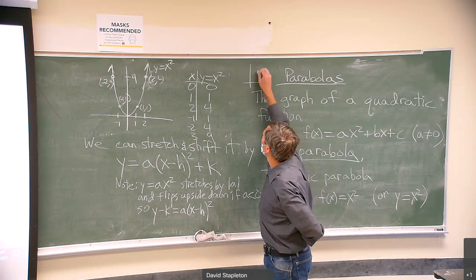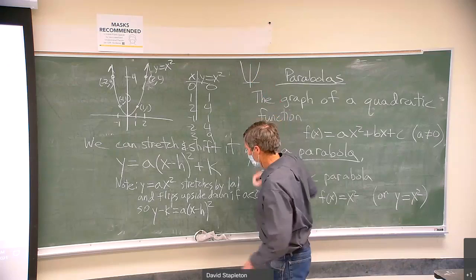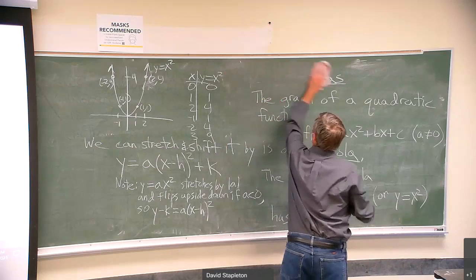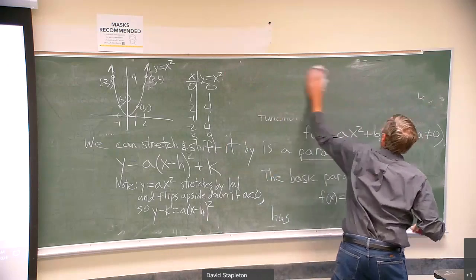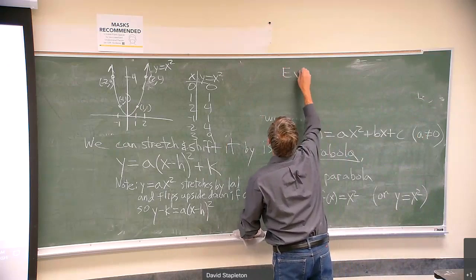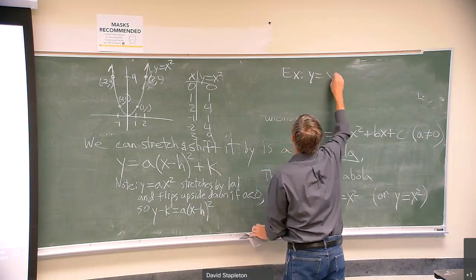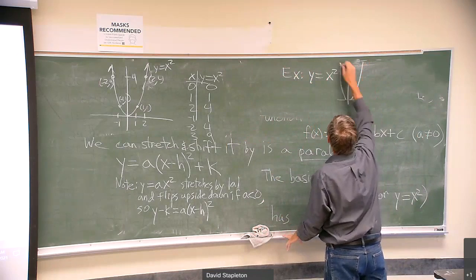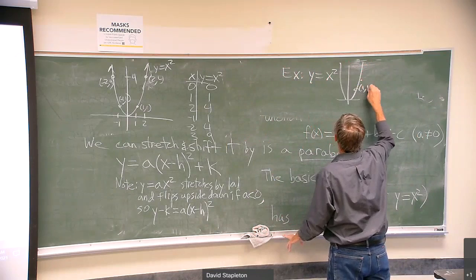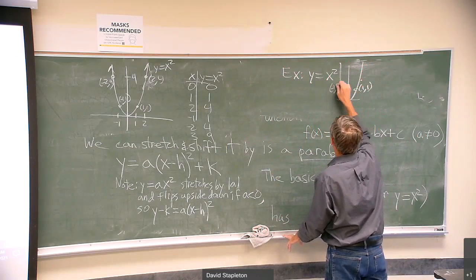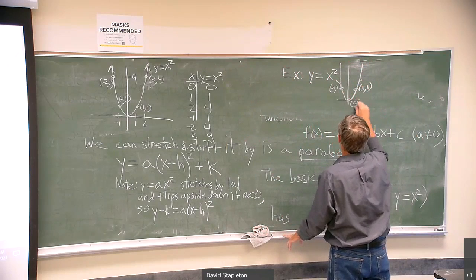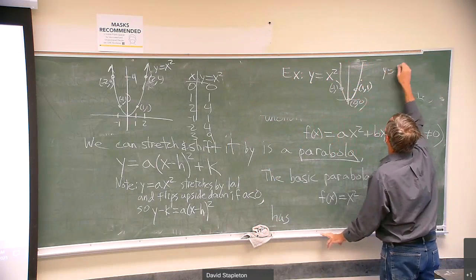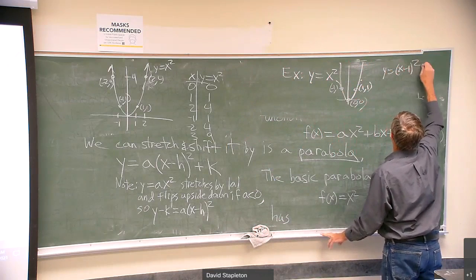Think about this. I have y equals x squared. Let me put a simple example here, and I'll come back to that. Leave some space. Example. y equals x squared. We know what that looks like. That's the baby parabola. Goes through 1, 1, minus 1, 1. I'll just draw 3 of these. 0, 0. Now, what does y equals x minus 1 squared look like?